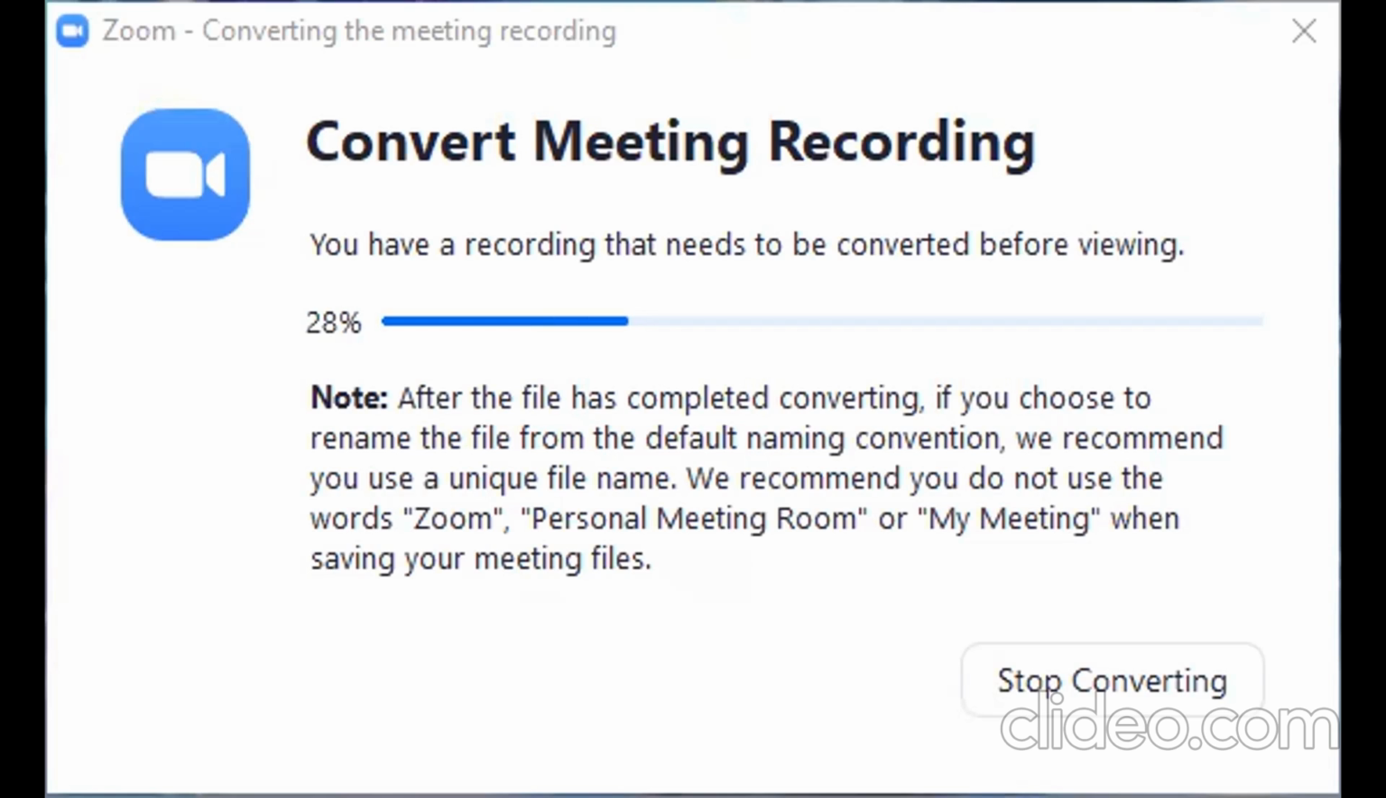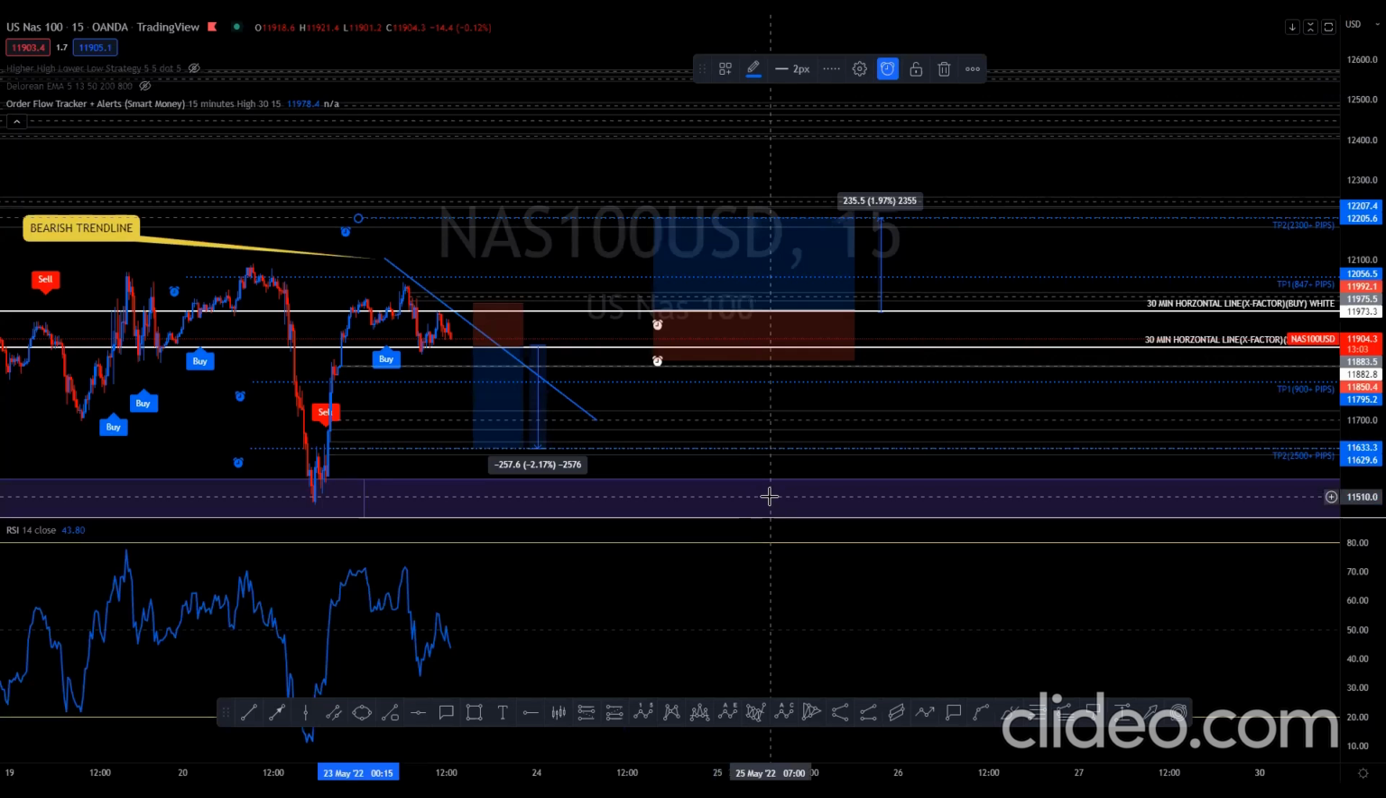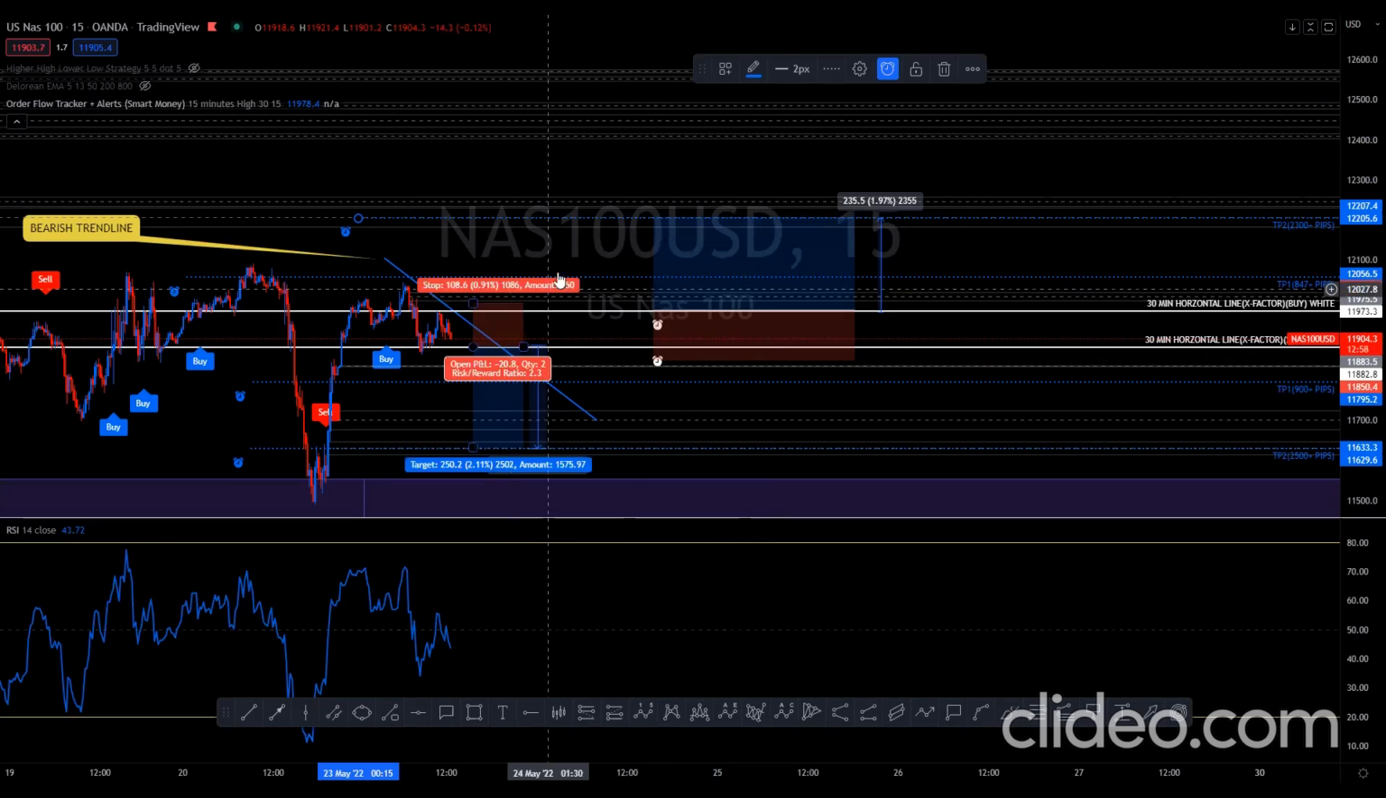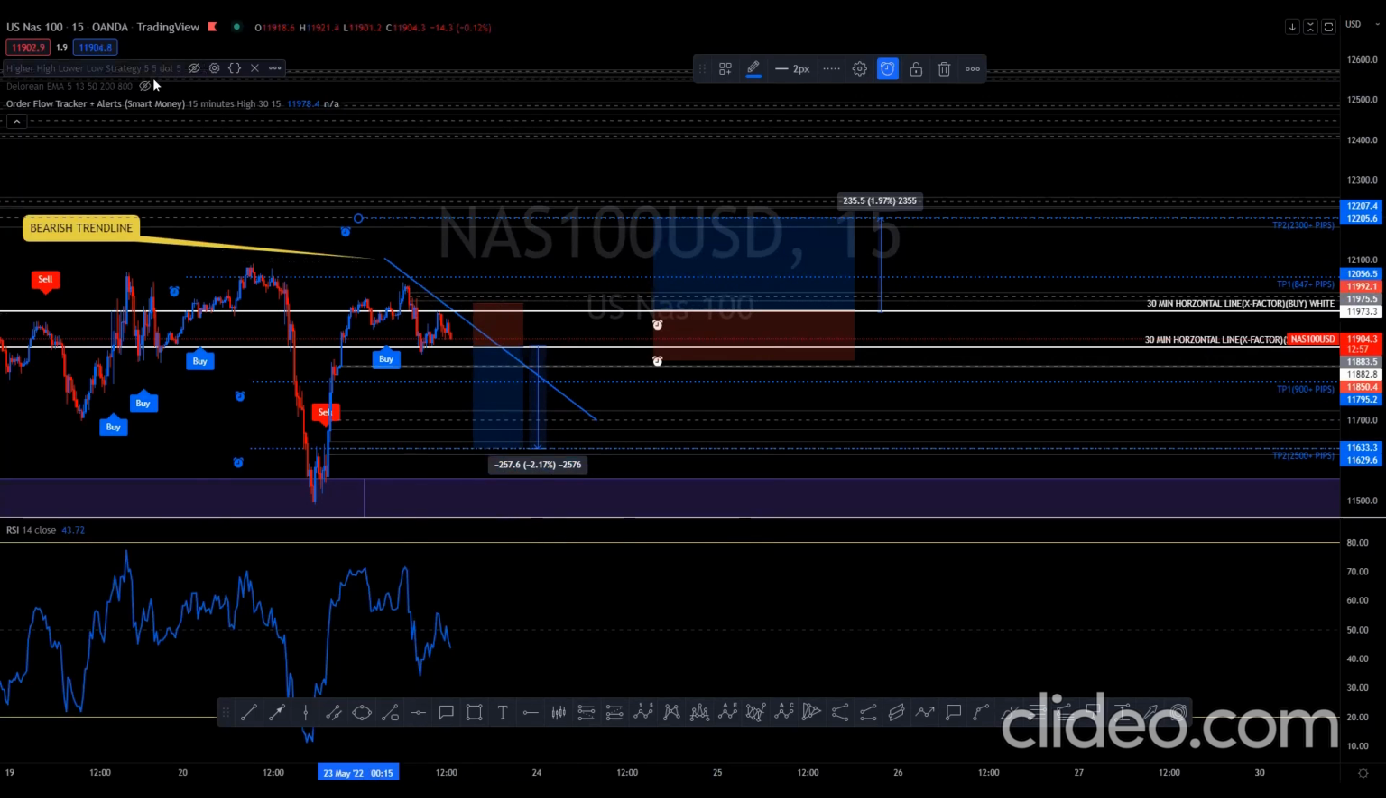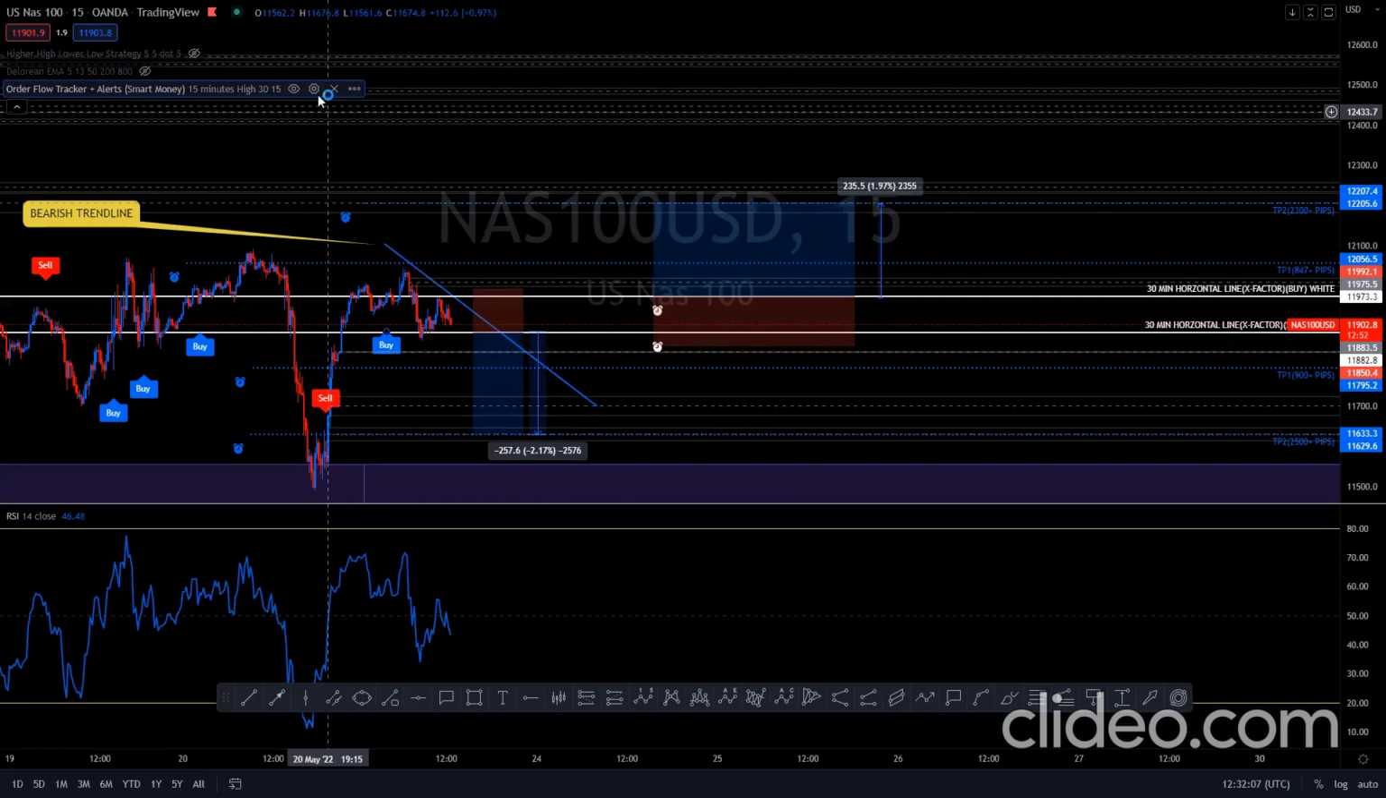All right, and so now the next thing I'm going to do is set my alarms for my take profit zones. Then we're going to move on to the next step. So let me do that real quick and I'll be right back. All right, guys, so I went ahead and set my alarms for my take profit zones. So now the next thing I'm going to do is turn on the order block indicator.